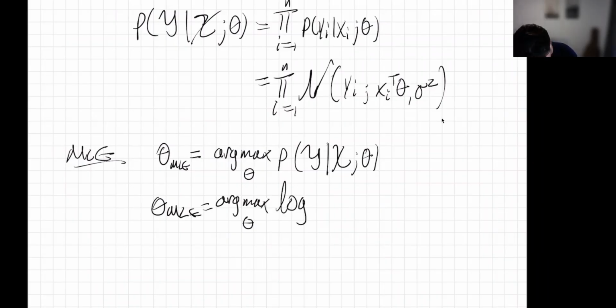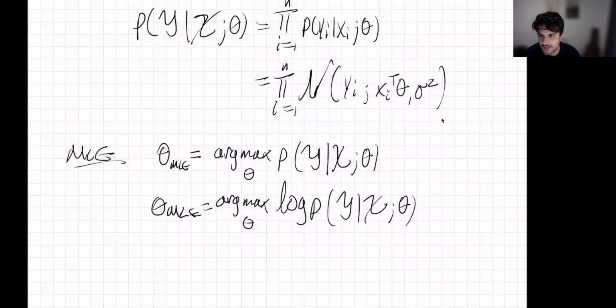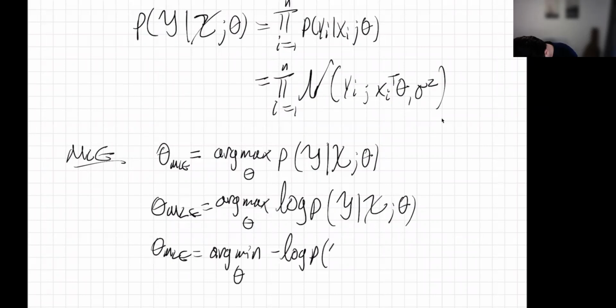Let's assume that this is again the natural logarithm. Sorry, I'm using a different notation here, but this is again the natural logarithm. Equivalently, we can minimize what we call the negative log likelihood. This is also equivalent to saying this is the argmin of minus logarithm. It's the same thing.